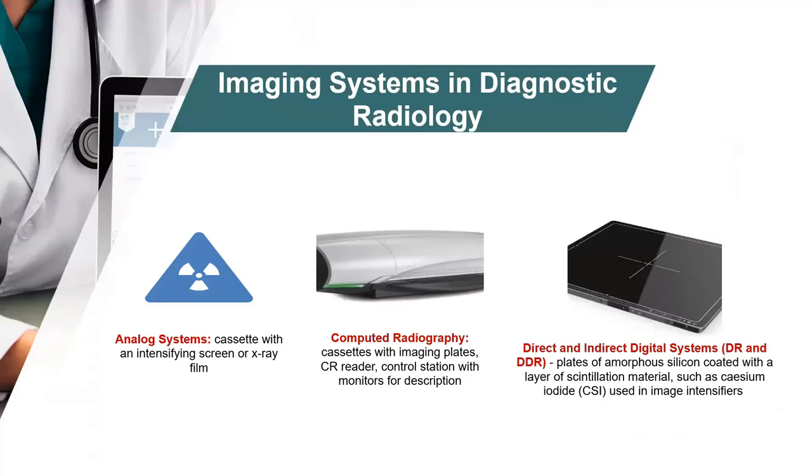For imaging systems in diagnostic radiology, we had the analog system, computed radiography, and direct and indirect digital radiography. The analog system is almost outdated now. Nobody follows the analog system, but still in some remote areas, the analog system is used, where you have a cassette with a film sandwiched between two screens, and then they expose and develop the film in a fixer and a developer. So now the system has changed to computed radiography and direct and indirect digital radiography. Next slide.